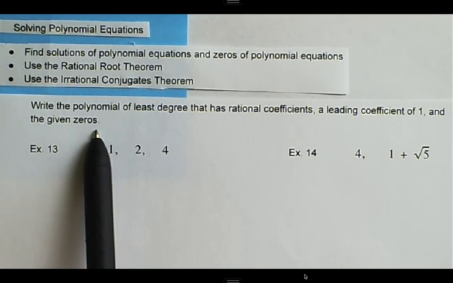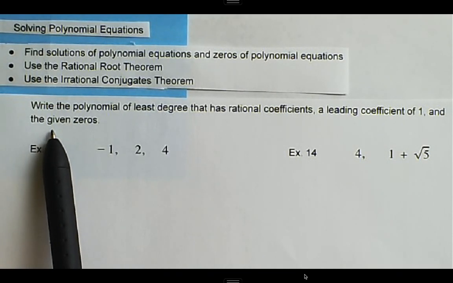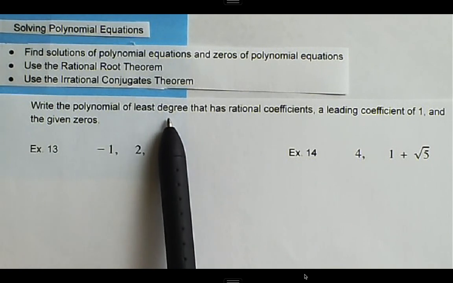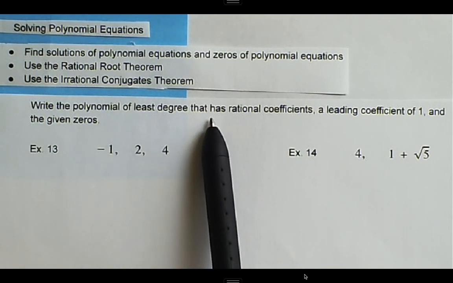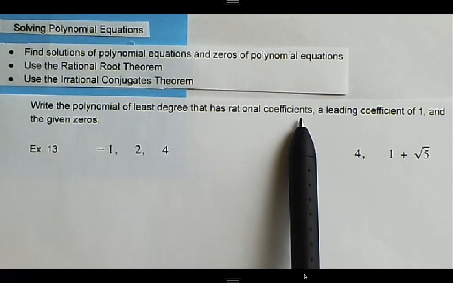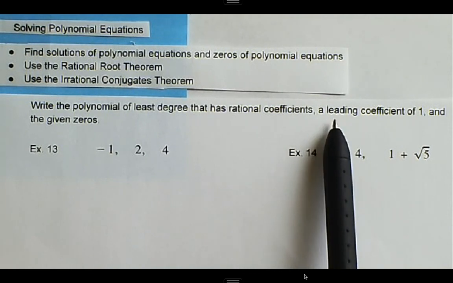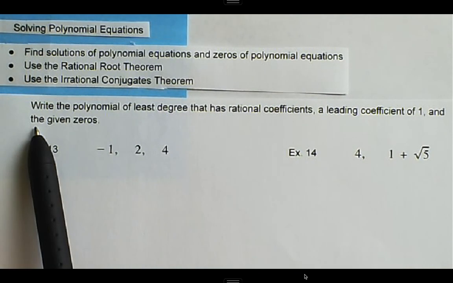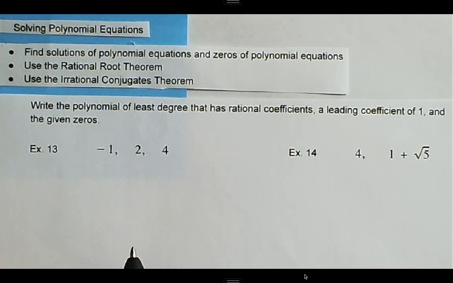We are solving polynomial equations, and this time we want to go backwards. Write the polynomial of least degree that has rational coefficients and a leading coefficient of 1 given the following zeros.